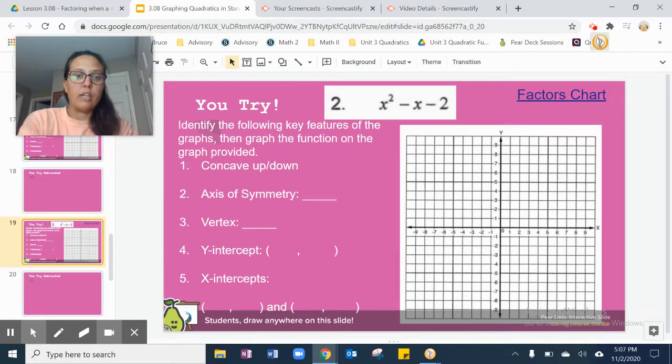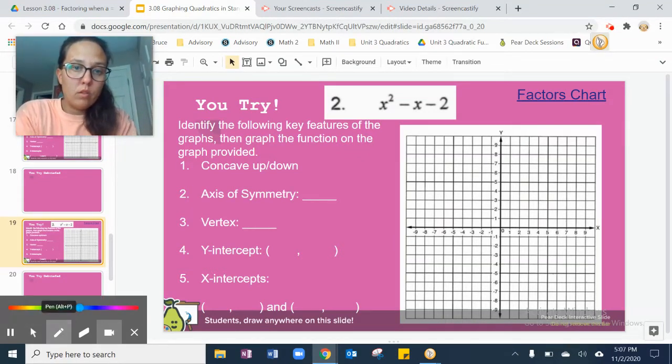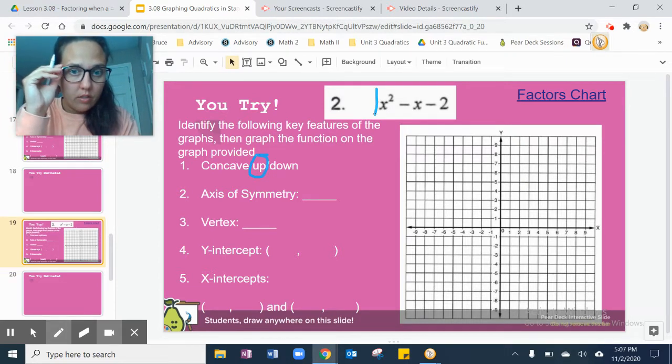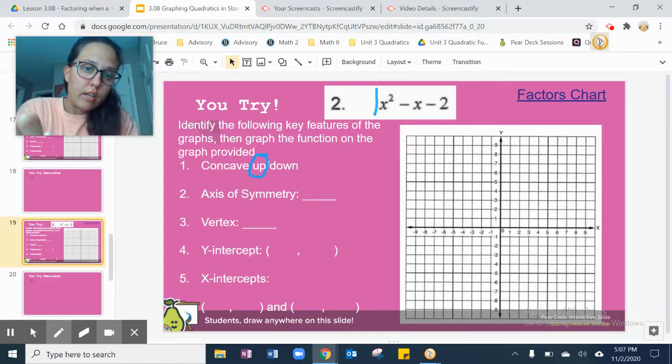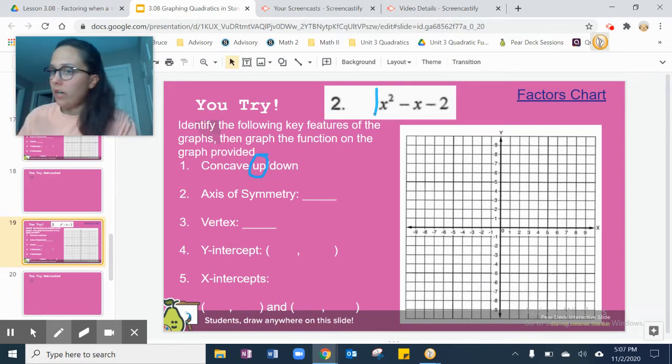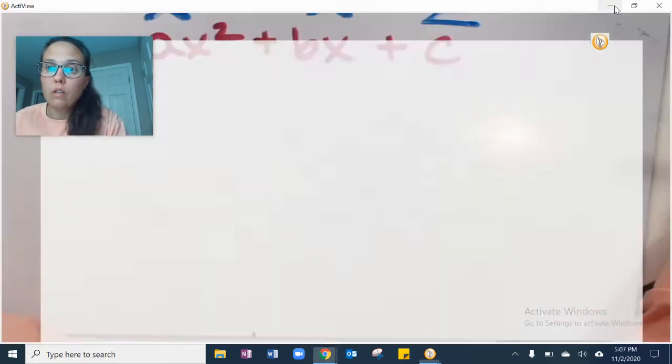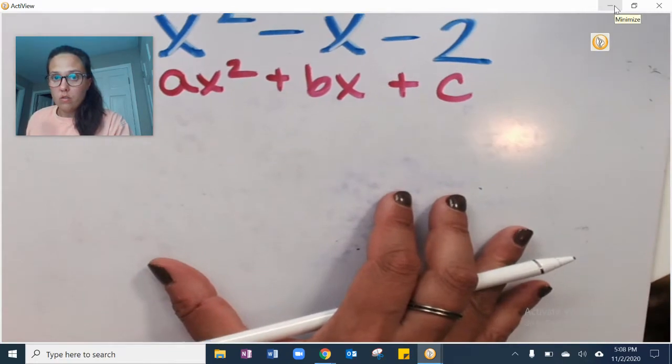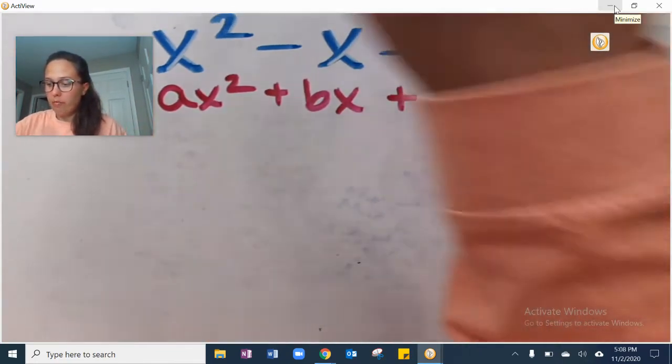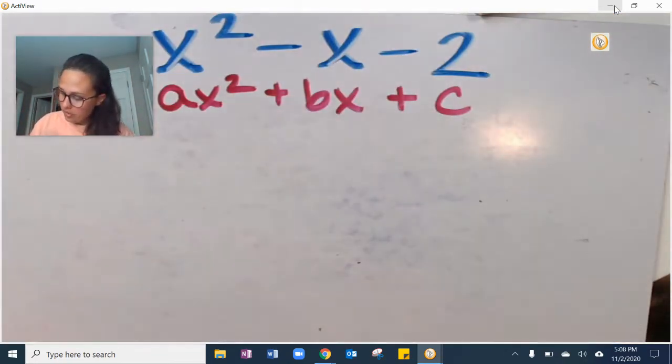So we know this is concave up because of the positive 1 in front, right? And the axis of symmetry is going to require us to use our formula, which is negative b over 2a. Hopefully you've memorized that at this point.